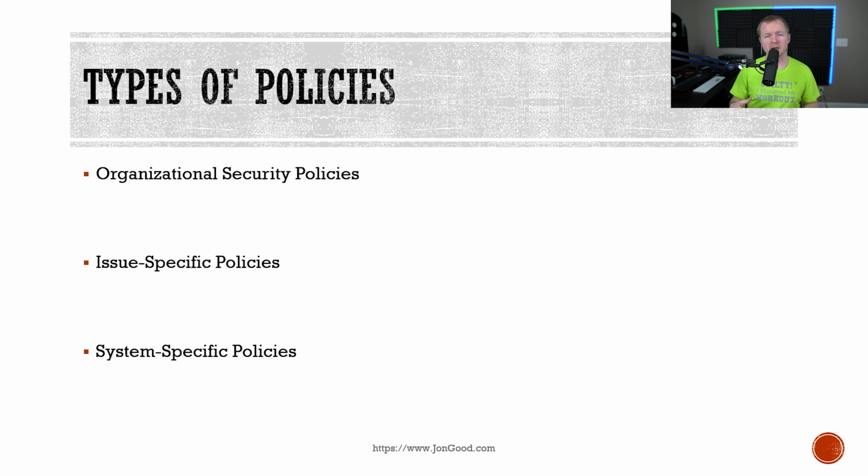When it comes to types of policies, we have three major types. The first one is the organizational security policies, and these are written for across the organization. So something like an acceptable use policy that applies to everybody in the organization. We also have issue-specific policies, and these focus on a specific issue. So maybe a network service, a department, a function, or some other unique aspect. And then we have system-specific policies, and these focus on individual systems or types of systems. You might state the approved hardware or software, or even how the system is locked down.